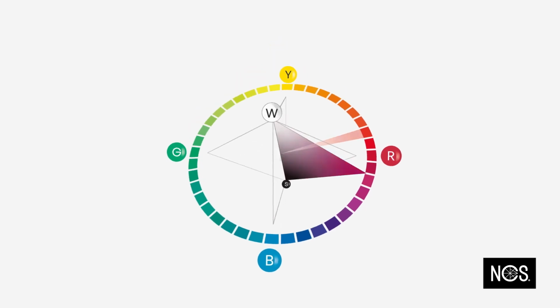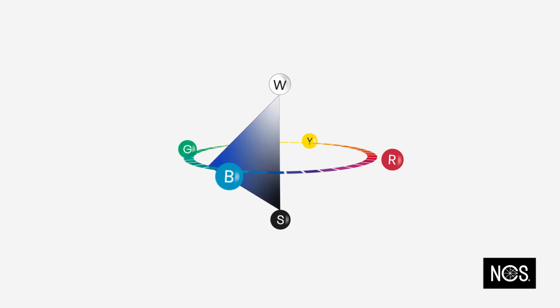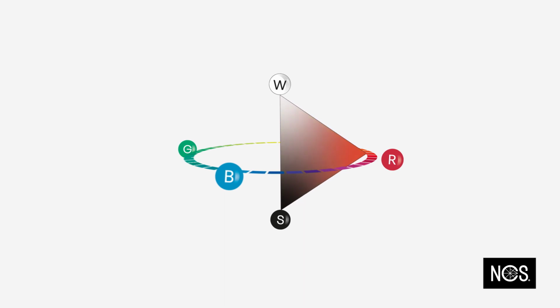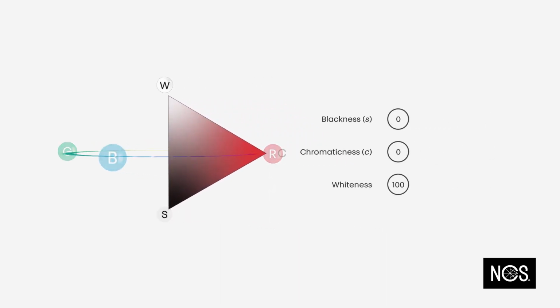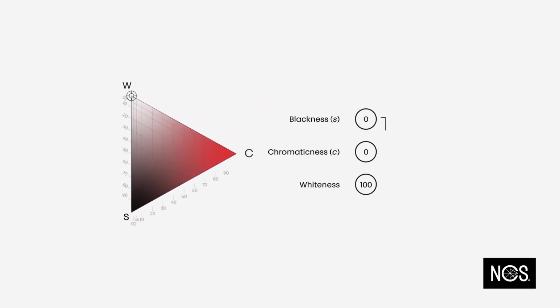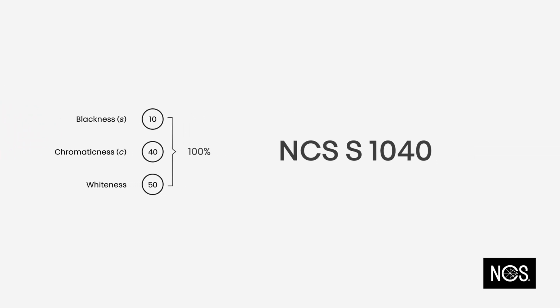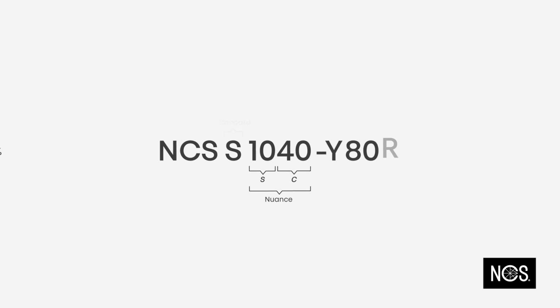For each hue in the NCS color circle, you have an NCS color triangle that describes the nuance, the relation between white, black, and the most chromatic point of the selected hue. The sum of the nuance is always 100%. In the case of our flamingo, it has 10% blackness, 40% chromaticness, and 50% whiteness. However, the NCS notation only defines the blackness and the chromaticness, 10-40. The whiteness, 50, is understood from having a 100% nuance.